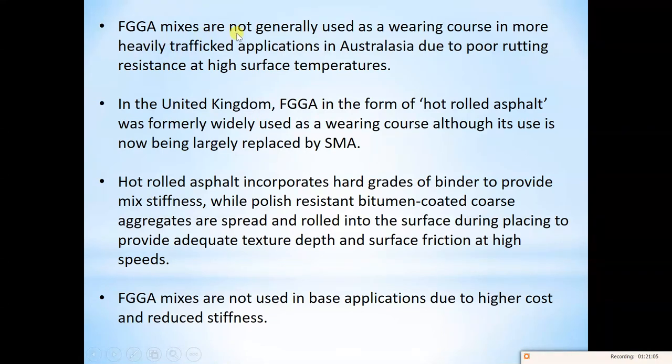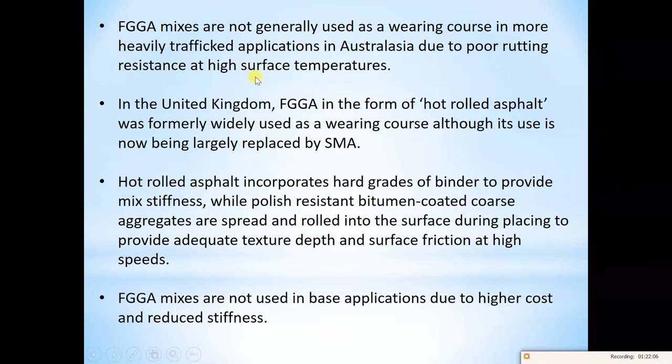So the FGGA mixes are not generally used as a wearing course in more heavily trafficked applications, due to poor rutting resistance at high surface temperature. I have to say that, to resist rutting, you need to have big aggregates. You have to have a big amount of coarse aggregate. Whereas for this one, the FGGA, you don't have that much coarse aggregate, so that's not very good to resist the rutting.